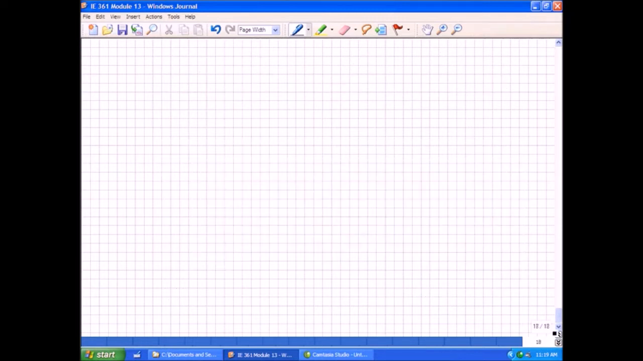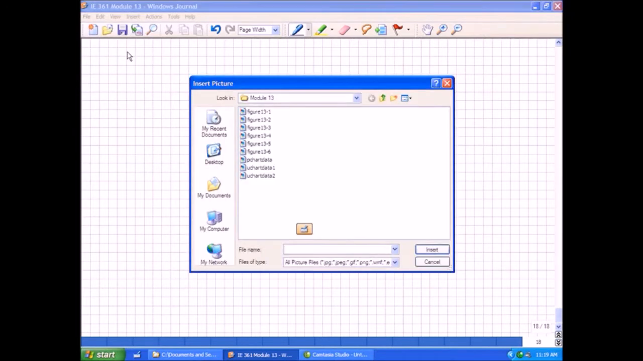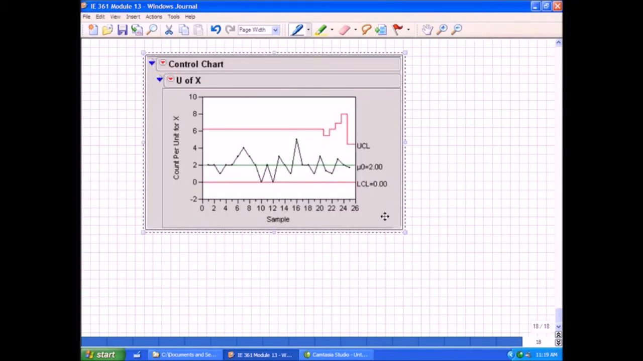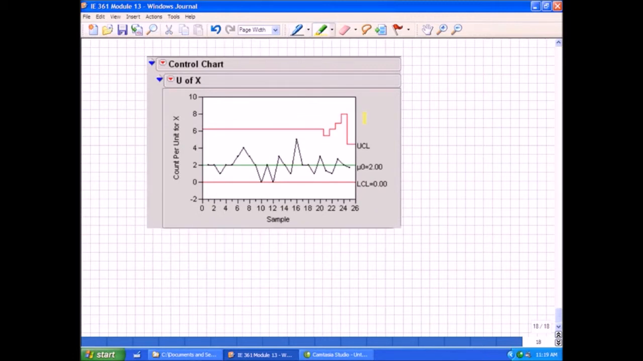To show you what this would look like using commercial software, here's a JMP control chart for these data. Notice that this upper control limit changes period to period over those last 5 periods because the sample size, the number of inspection units, k, changes period to period.